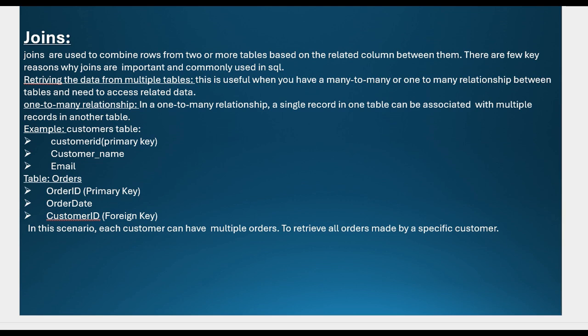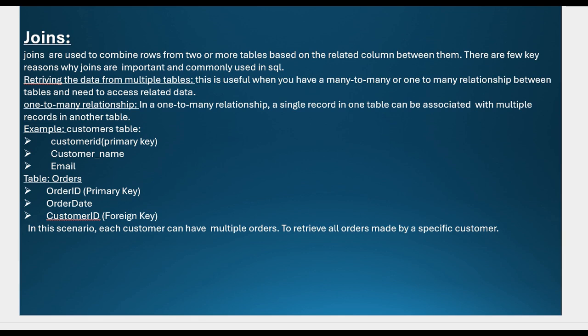We retrieve data from multiple tables when we use joins. These are useful when we have one to many and many to many relationships between tables and need to access the related data. One to many and many to many relationships mean, for example, when we use Facebook, we can post many images, videos and pictures, and we can get many views from many people. That is the many to many relationship.